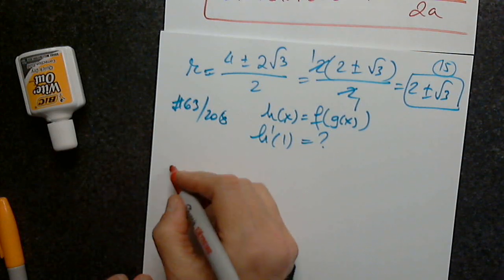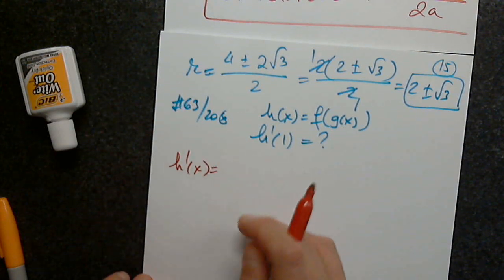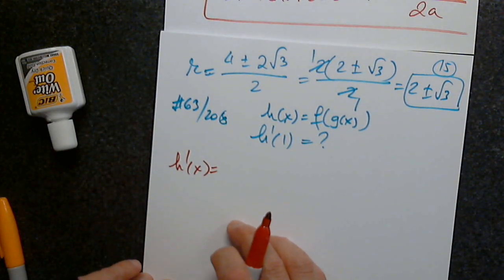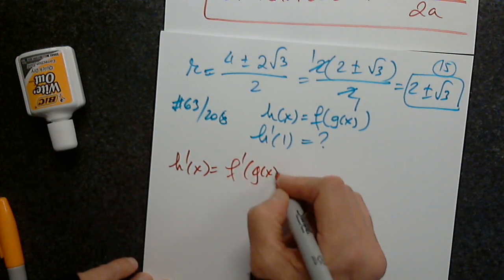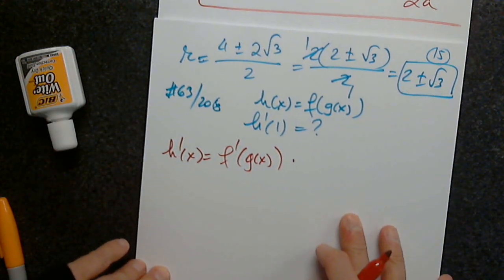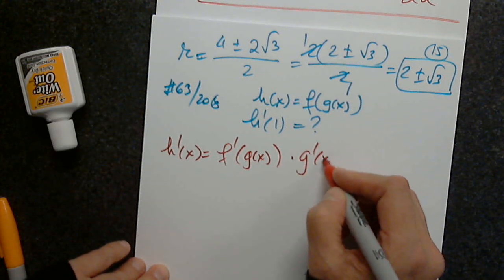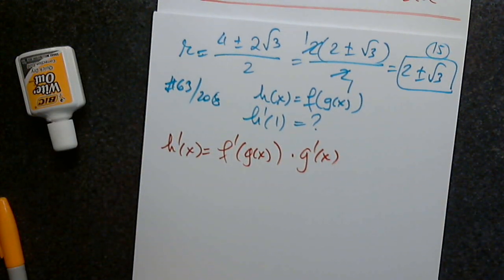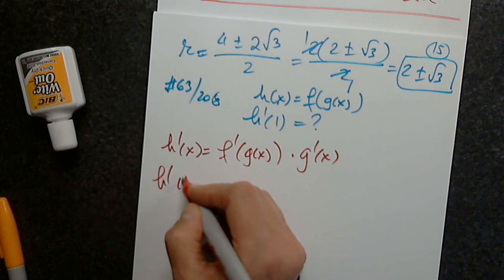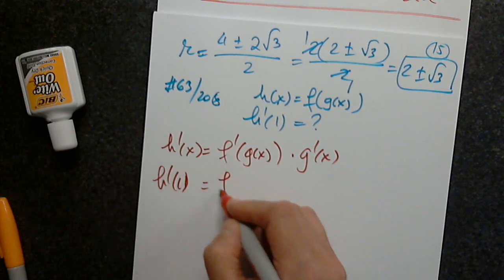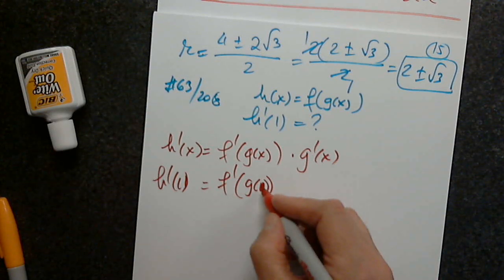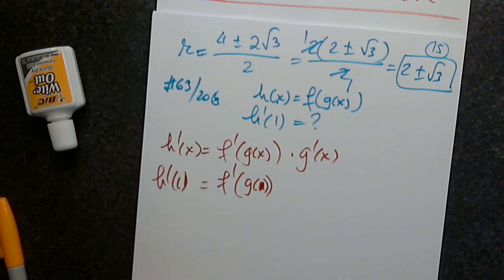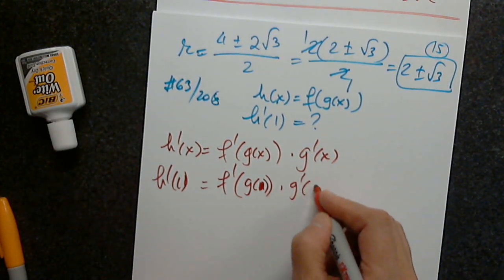Can anyone dictate h prime of x? f prime of g of x times, awesome, very good. Now I can find h prime of 1 as being f prime of g of 1. Why do I have two times g prime of 1?